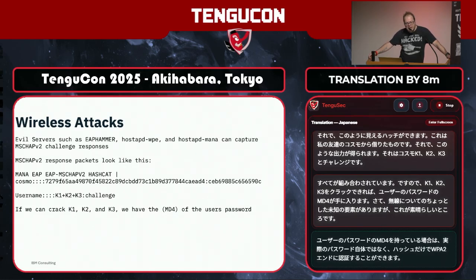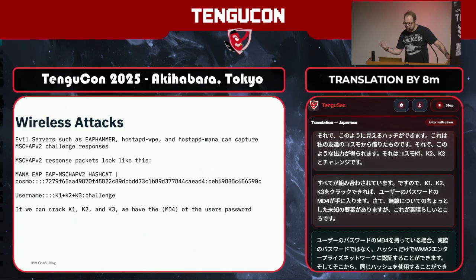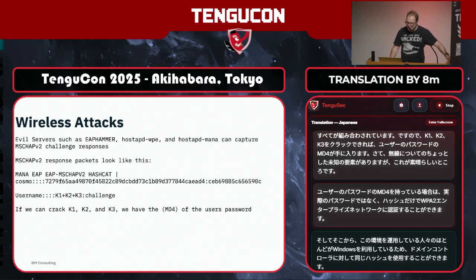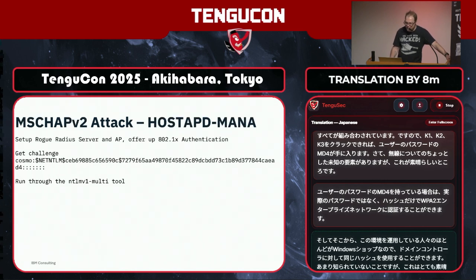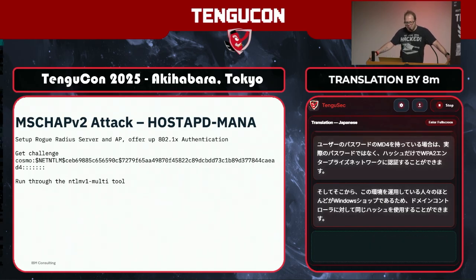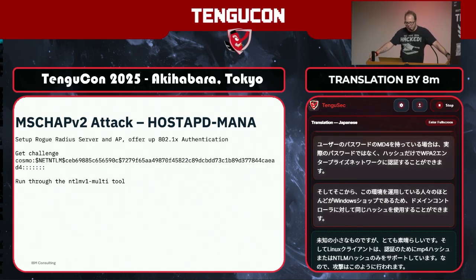And then from there, you can use that same hash against the domain controller, because most of these people running this environment are Windows shops. Unknown little thing, but it's super cool. And Linux clients natively support just the MD4 hash or the NTLM hash for the authentication. So the attack goes like this. Set up a rogue Radius server and access point. Offer up 802.1x authentication. You grab the challenge.